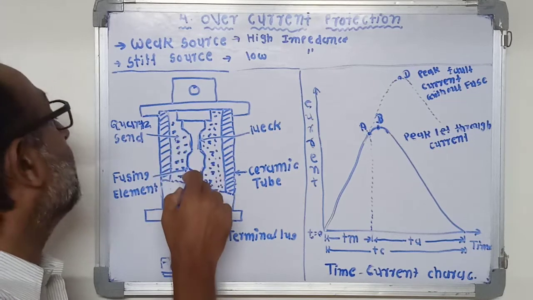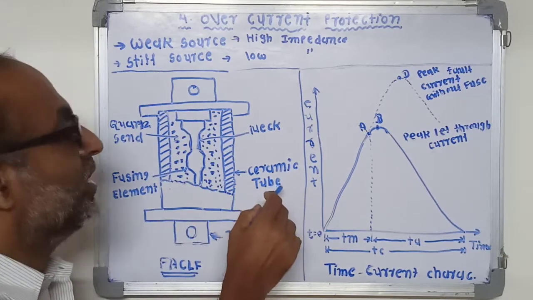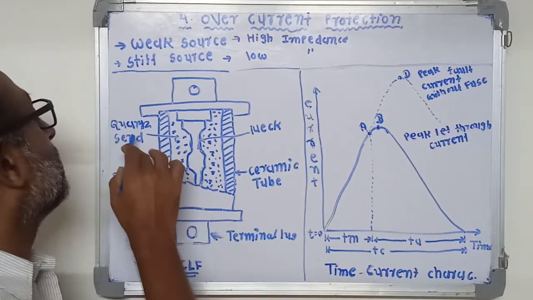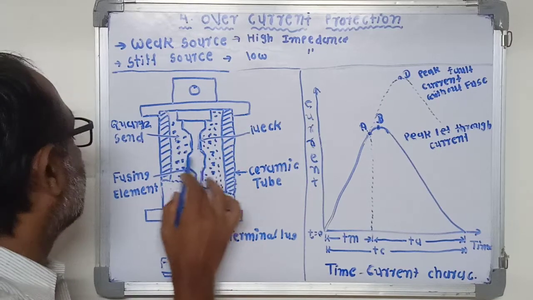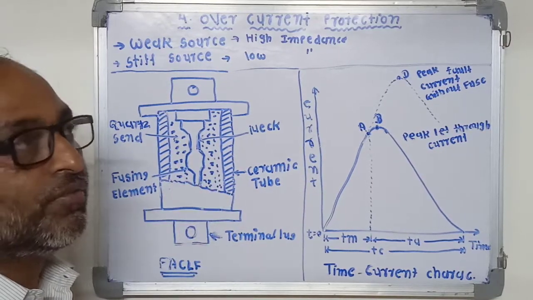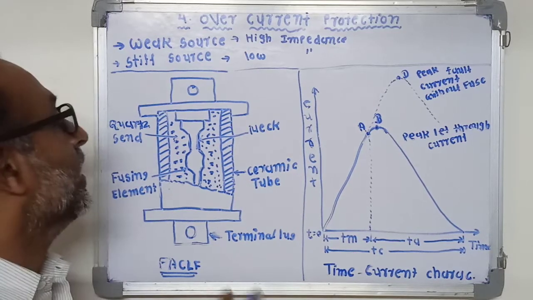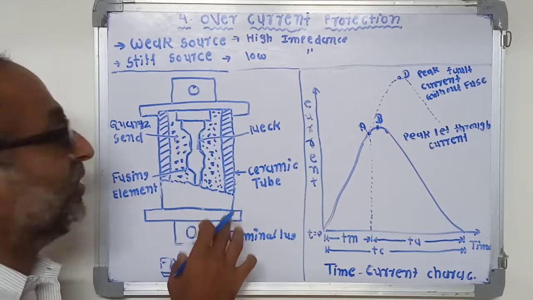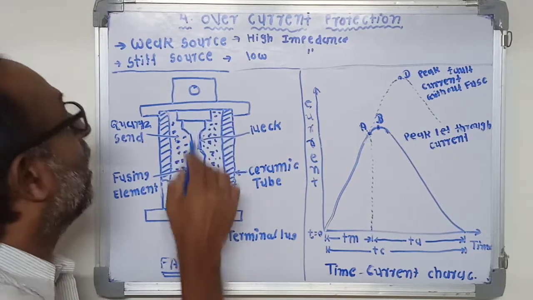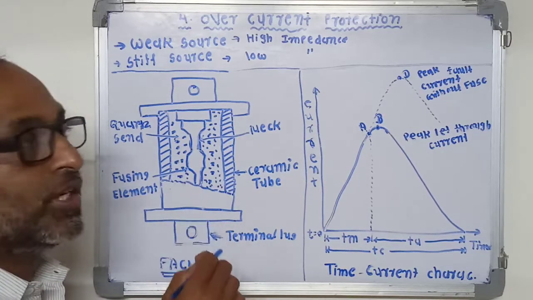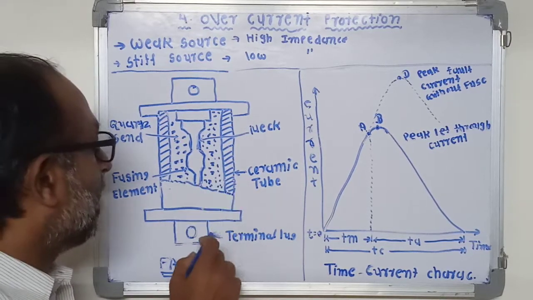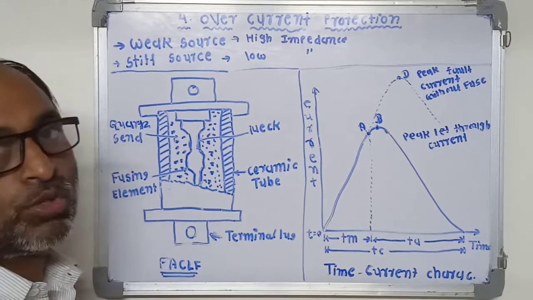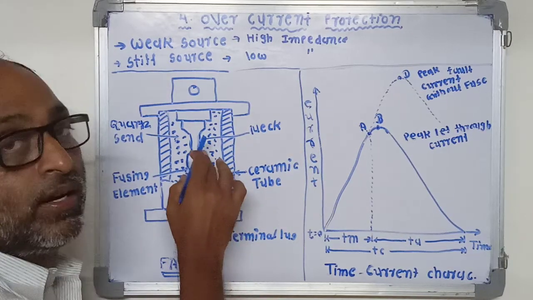Now, this fusing element is placed in a tube made of ceramic, and special quartz sand is filled around the fusing element, which is used for the conduction of heat, and it also works as an arc quenching medium. Two metal lugs are fitted on both sides of the fusing element. This fuse is mounted with the help of these terminal lugs. These terminal lugs are also used to spread the heat produced in the fuse.